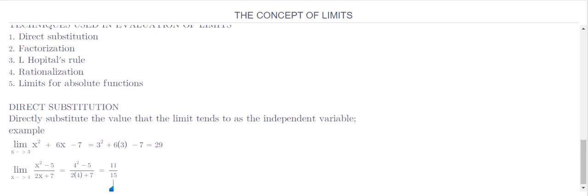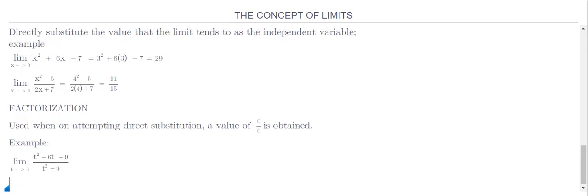Now there is one thing that you must understand in all questions related to limits. Ensure you start from direct substitution as the first method. Now let's move to the second method called factorization.